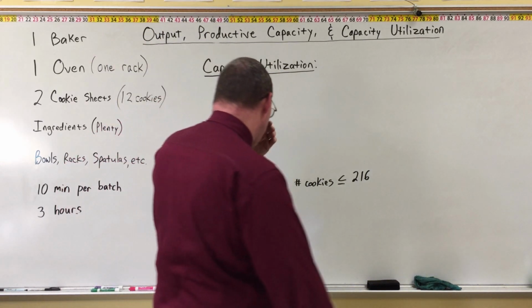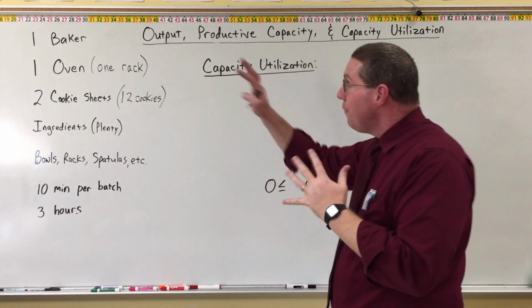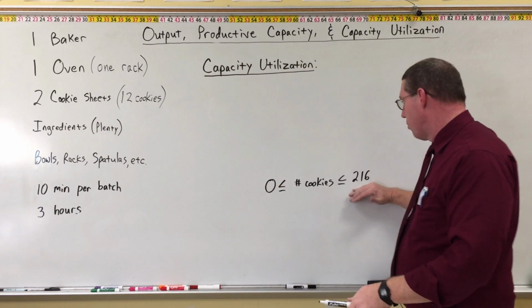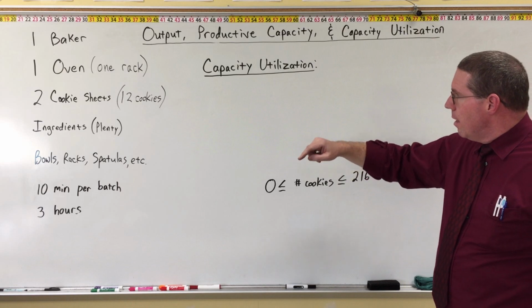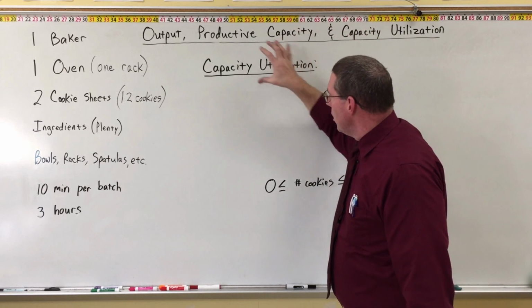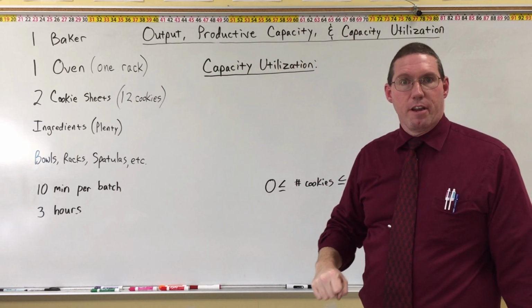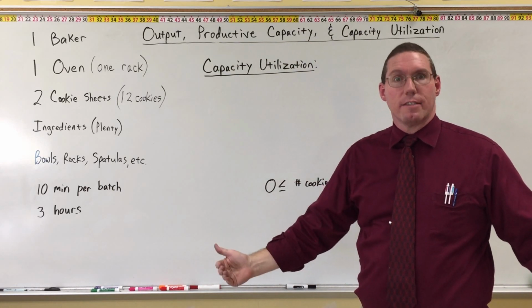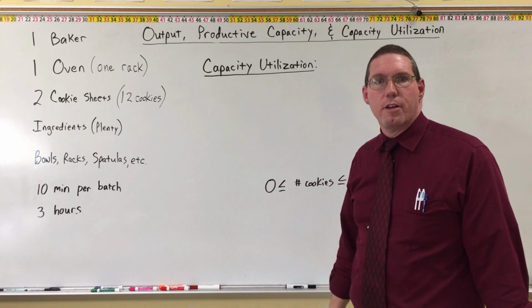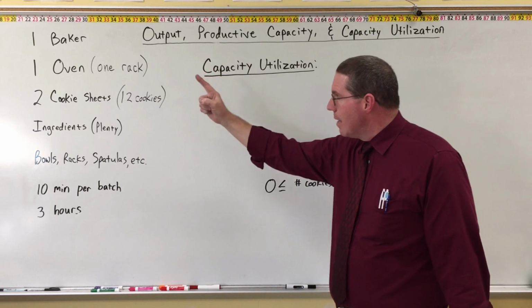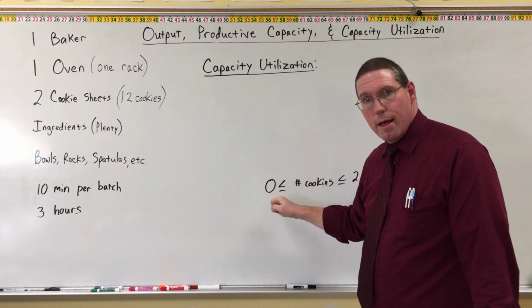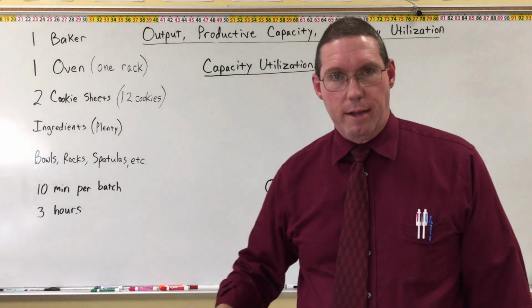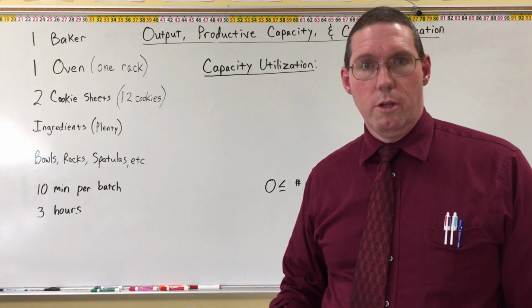So this baker right here, if this baker in 3 hours was producing 216 cookies, then that baker is fully utilizing the productive capacity. Fully. That's 100%. That's 100% capacity utilization. But if this baker in that 3 hours produces 0 cookies, that's 0% capacity utilization.